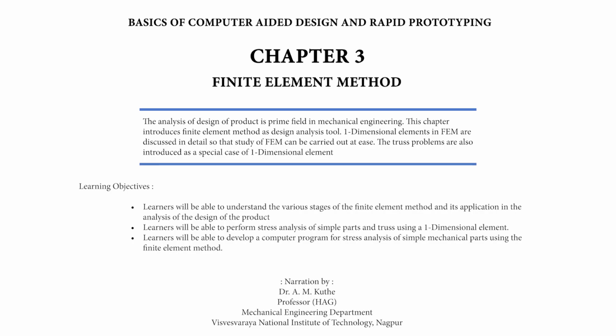Potential energy or work done due to P is called work potential. It can be written as work potential equal to P into U. Total potential energy can be written as total potential energy equal to strain energy plus work potential. That is, M equals to 1/2 Ku square minus Pu, where M represents total potential energy.